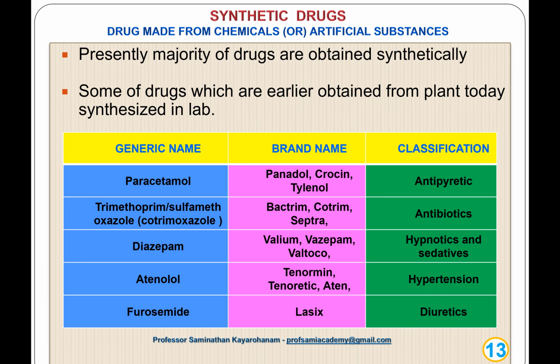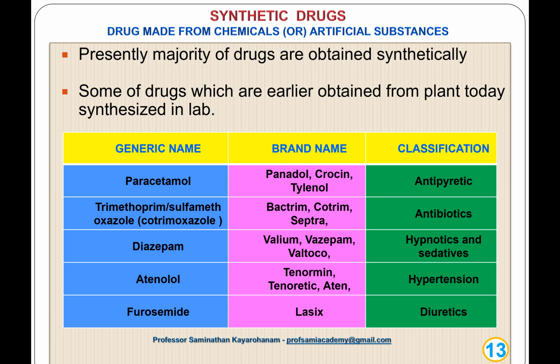Slide number 13, synthetic drugs. Drugs made from chemicals or artificial substances. Presently the majority of drugs are obtained synthetically. Some of the drugs which were earlier obtained from plants are today synthesized in the lab. Example: generic name paracetamol, brand names Panadol, Crocin, and Tylenol. It comes under the classification of antipyretic.